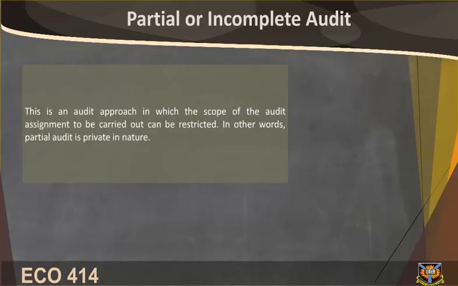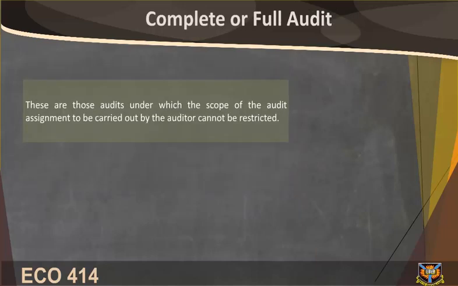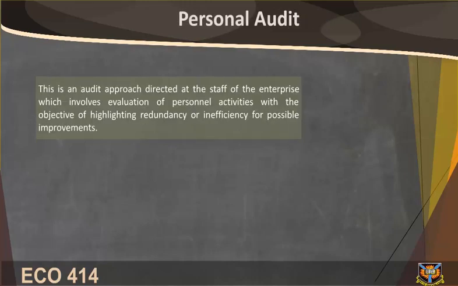Partial or incomplete audit. This is an audit approach in which the scope of the audit assignment to be carried out can be restricted. In other words, partial audit is private in nature. Personnel audit. This is an audit approach directed at the staff of the enterprise, which involves evaluation of personnel activities with the objective of highlighting redundancy or inefficiency for possible improvements.